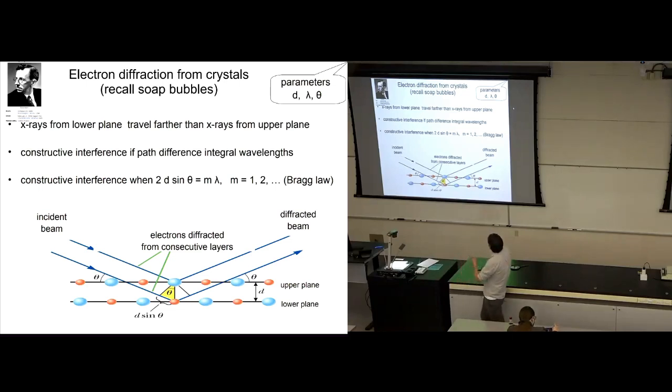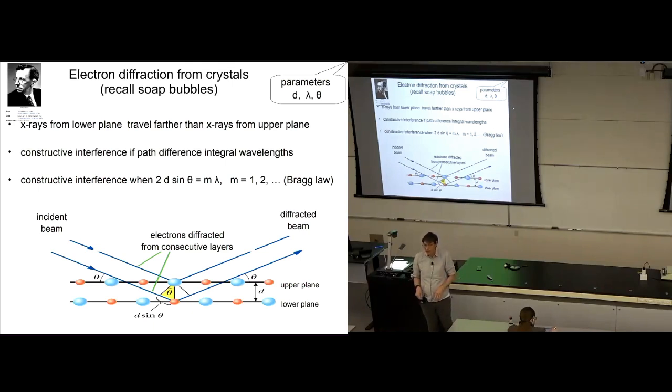This looks like the same slide, but now it's electrons being scattered or diffracted off a crystal. So now all I've done is replace the X-rays, which were scattered off the first two layers of the crystal and exhibited an interference pattern. I've replaced the X-rays with electrons directed at a crystal, and then I'm going to scatter those off the first two layers.